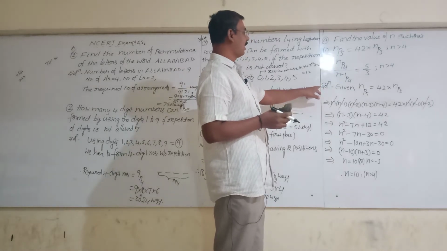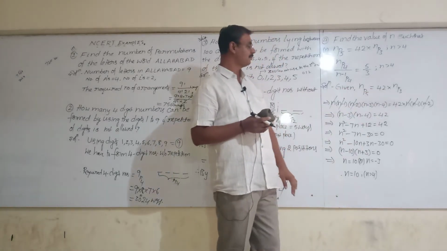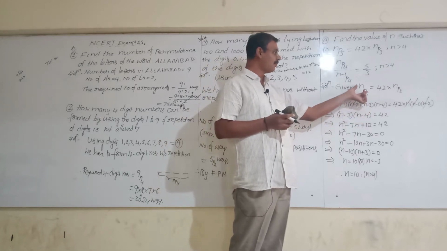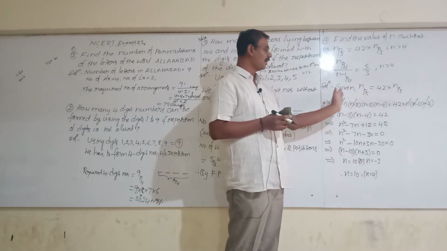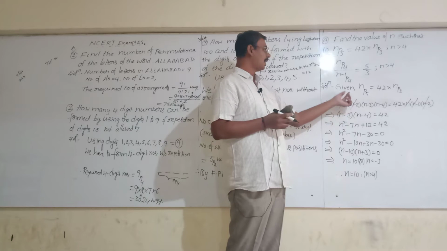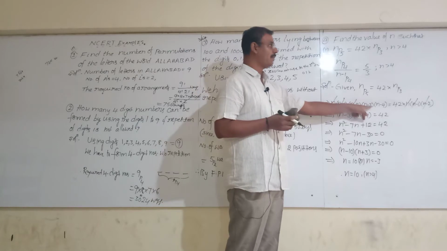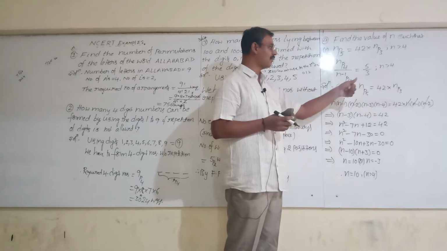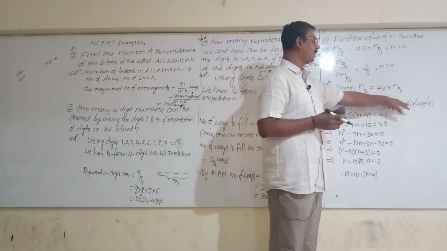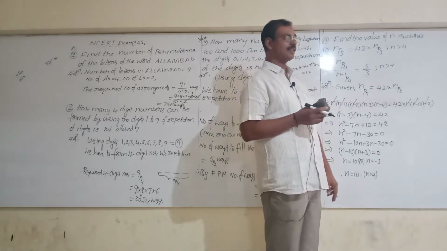Firstly, I take nP5 is equal to 42 into nP3. Now nP5 means write 5 terms, so 5 numbers, starting from n in descending order, each one number less. Write in descending order up to 5 terms: n, n minus 1, n minus 2, n minus 3, n minus 4 equals 42 into nP3. For nP3, 3 numbers in descending order: n, n minus 1, n minus 2.